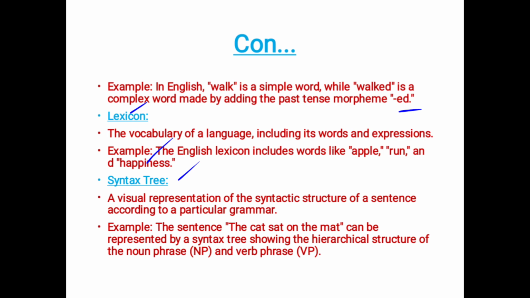A visual representation of the syntactic structure of a sentence according to a particular grammar. For example, the sentence "the cat sat on the mat" can be represented by a syntax tree showing the hierarchical structures of the noun phrase and the verb phrase. Now it's a different task. For the sentence here, the cat sat on the mat, you will have to put these words in a tree. You have to draw the tree where you put these words, and then it comes like noun phrase, verb phrase.